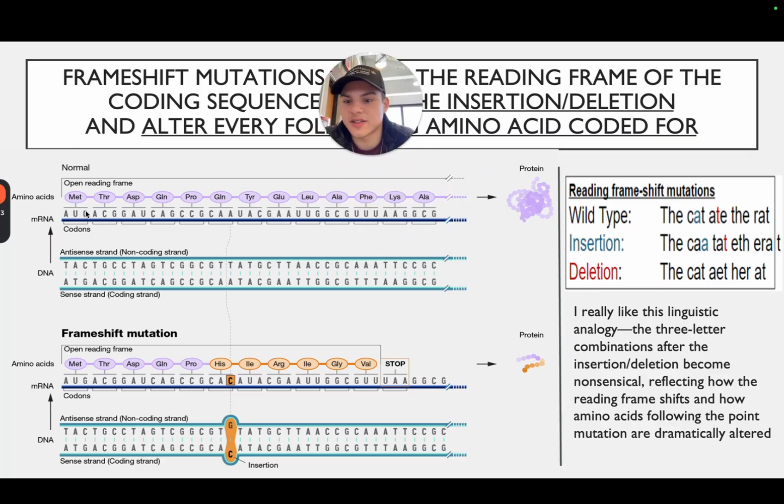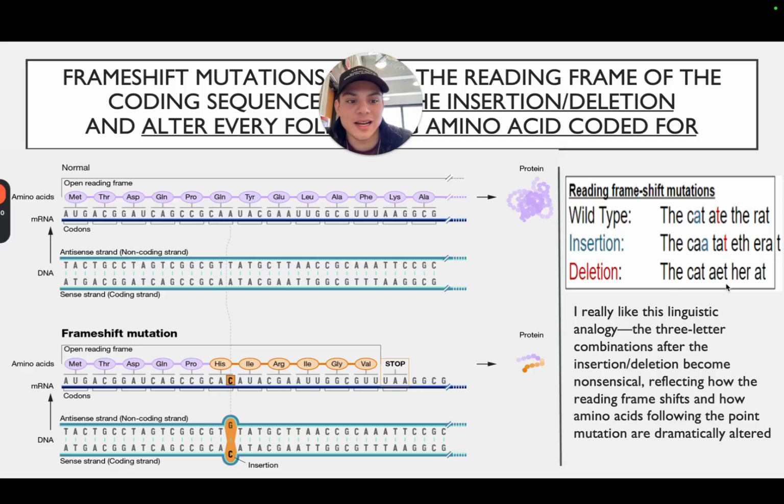As you can see here, this is just an example of what I was saying, but if you understand that concept, great. Here's another way to think about it using linguistics. The cat ate the rat, and then let's say we had an insertion of an A after the first A. I'm not going to read it out, but essentially it's not the same sentence, even though all we did was insert one letter.